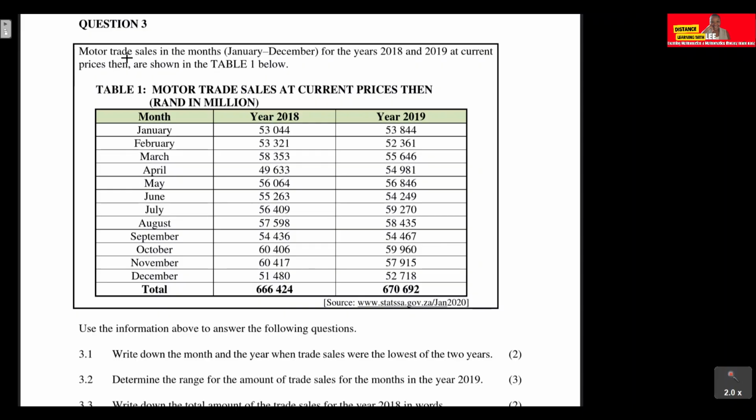All right, it says motor trade sales in the months January to December for the years 2018 and 2019 at current prices are shown in the table below. Okay, so they basically tell us that this table shows the motor trade sales at the prices of those years. So it shows the motor trade sales in the year 2018, the motor trade sales in the year 2019, right? And it shows these motor trade sales in the units rands in millions. Okay, so what do they mean by that?